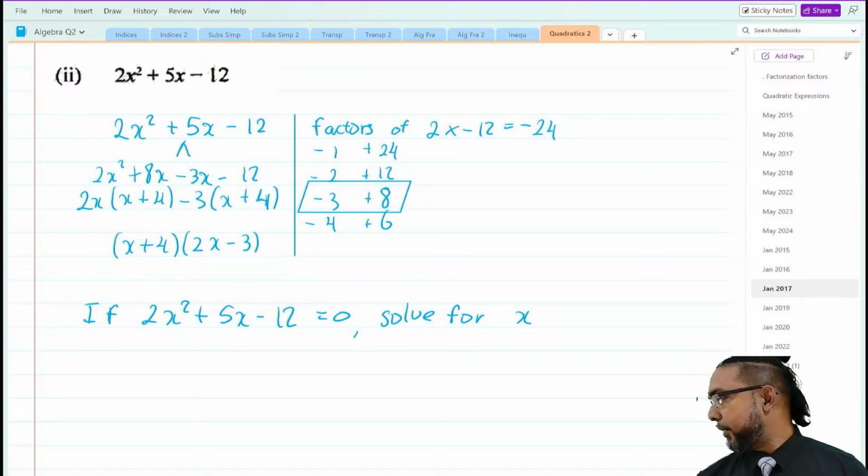What if a question can't be factored? What do you do? If you can't factor it, you can use the quadratic equation to solve for x.